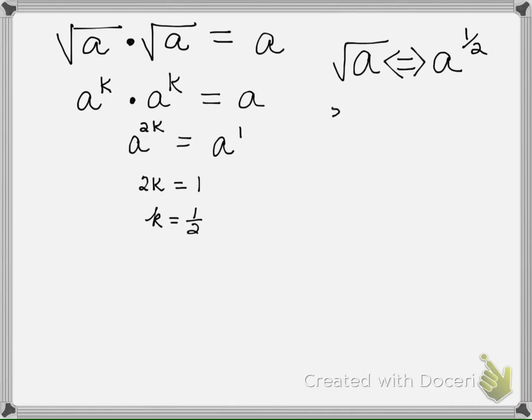So what would be your prediction of what the third root of a would equal if I wanted that written in exponential form? A to the 1/3 power. So the index becomes the denominator for your exponent.